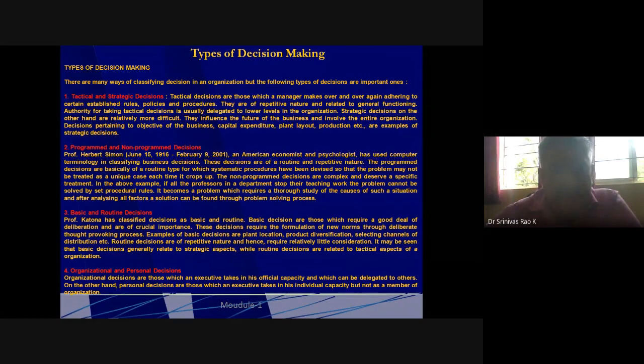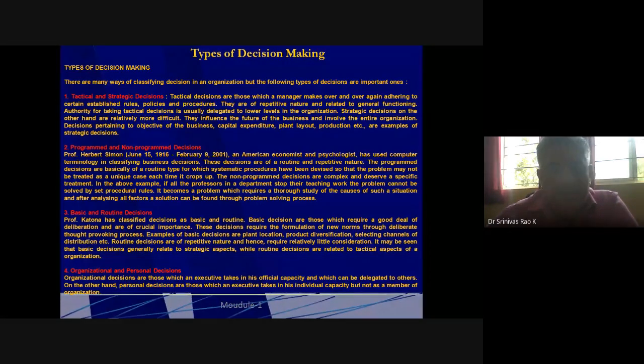Basic and routine. There are certain decision-making processes which are basic and routine. Basic decisions are those which require a good deal of deliberation and are all of crucial importance. These decisions require a formulation of new norms through a deliberate, thought-provoking process. Examples of basic decisions are plant location, product diversification, selecting channels of distribution, etc.